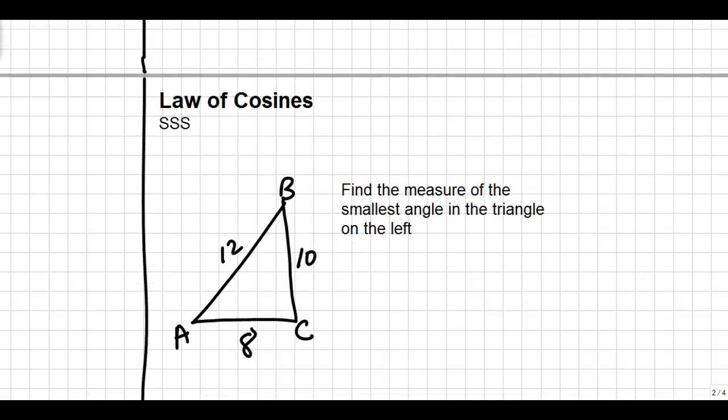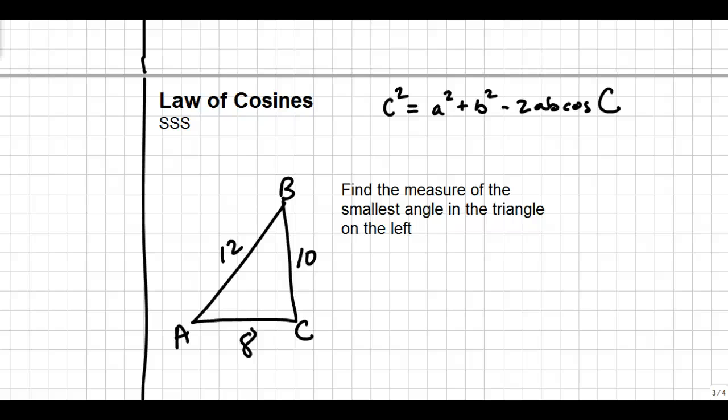So let's review the law of cosines. Say it with me as you write it. C squared equals A squared plus B squared minus 2AB cosine, very good, big C. So this is going to be an SSS setup, which means all three sides are given. That's the only other time that you would use the law of cosines to solve a problem.